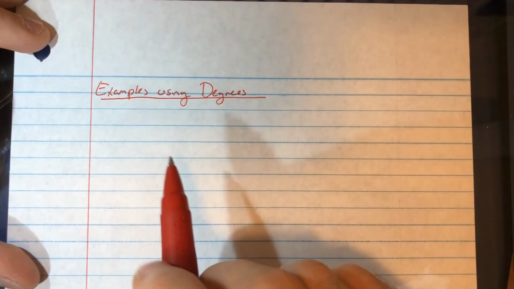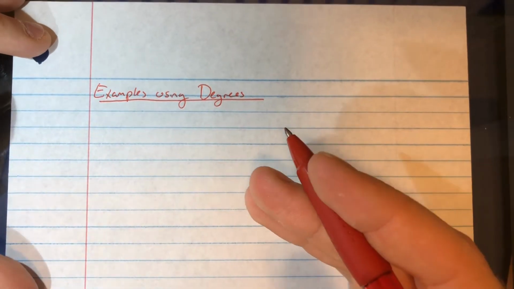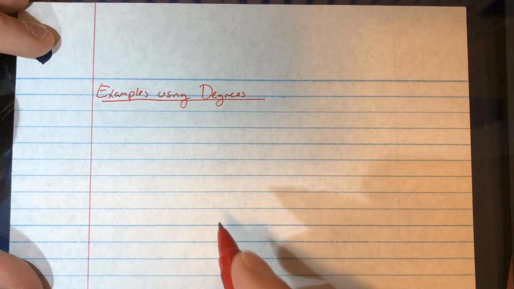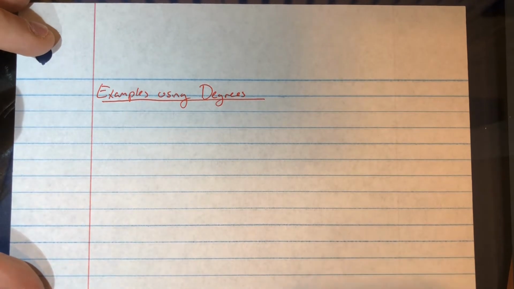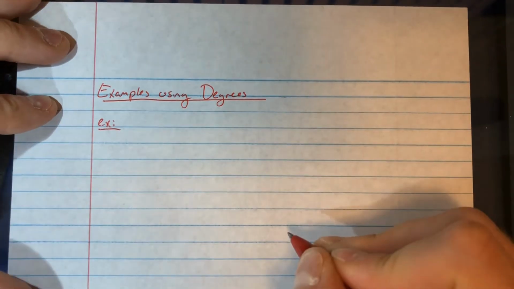Okay, so next up we're going to be using examples using degrees. These are going to be a little bit more familiar and a little easier to understand for some of you, because you're more prone to looking at a circle and thinking in terms of degrees instead of radians. Radians are still a very new topic for a lot of you. So let's go ahead and cover a few of these just to make sure that we understand the point.